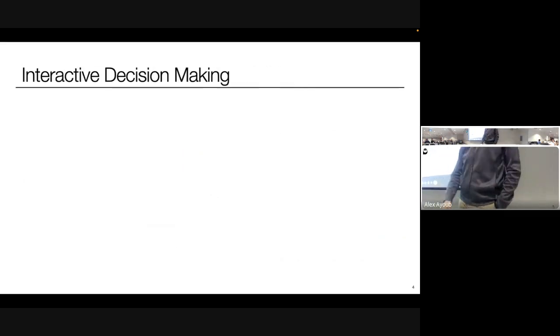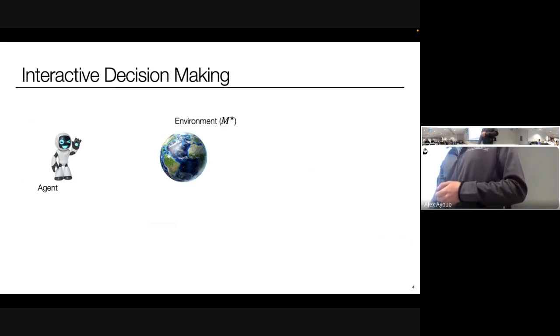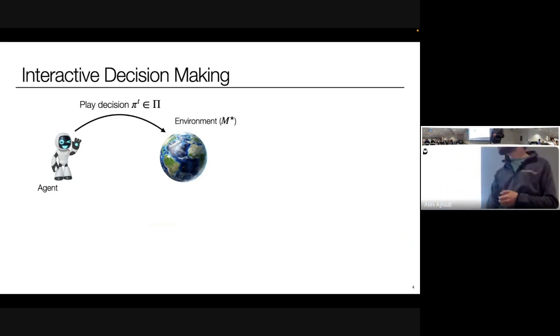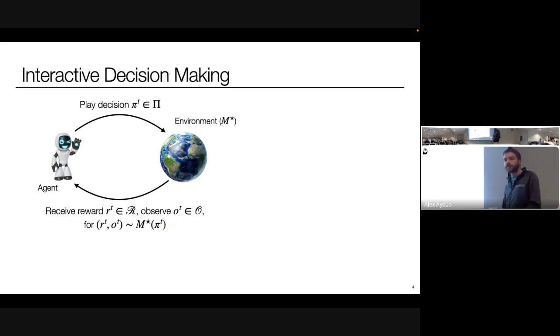Okay, so we're going to be looking at the setting of interactive decision making, which is in some sense a generalization or an abstraction of RL. We have some agent and some environment. At every step t, the agent will choose some decision, pi t, from some set of decisions, big Pi. The environment will then sample a reward, r t, and an observation, o t, based on the decision that was played, pi t. The agent will observe the reward and observation, and choose a new decision. This will proceed through big T steps.